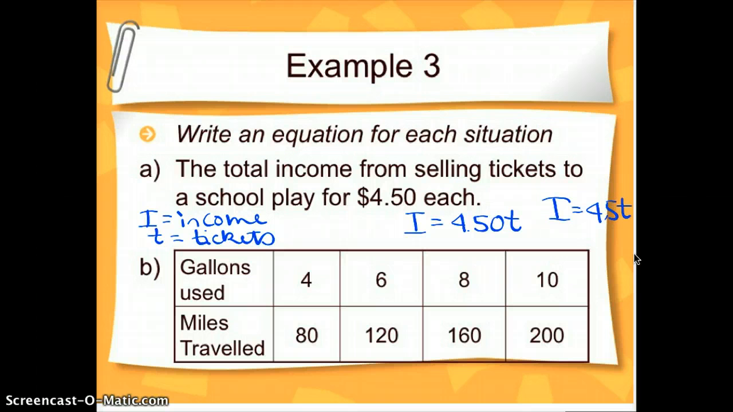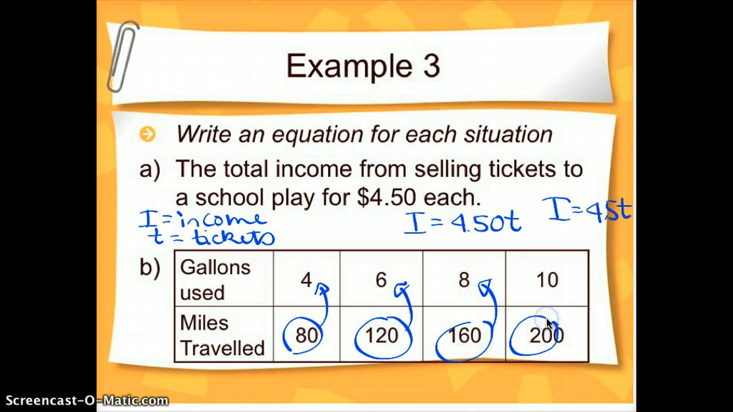Okay, here we have a little table, so it's not given straight out to me in words. I'm going to need to come up with a relationship here. You might know that when you drive, you're often thinking about miles per gallon. So here I know that I went 80 miles and that used 4 gallons. Here I used 120, that was 6 gallons, 160 was 8, and 200 was 10. If I look at this closely, I notice that every time I travel 20 times as far as the gallons I use.